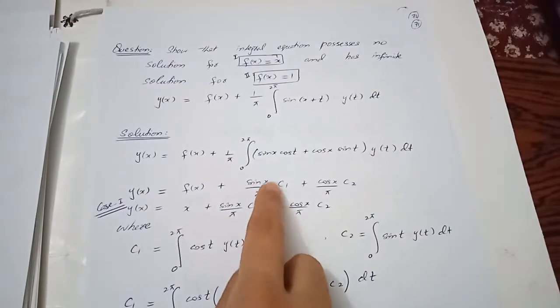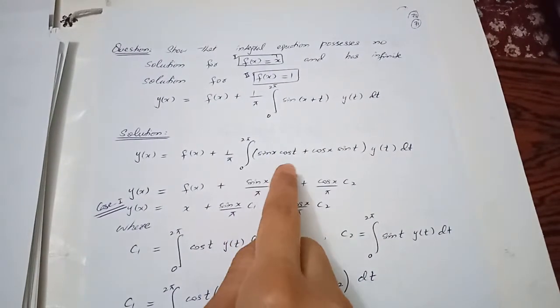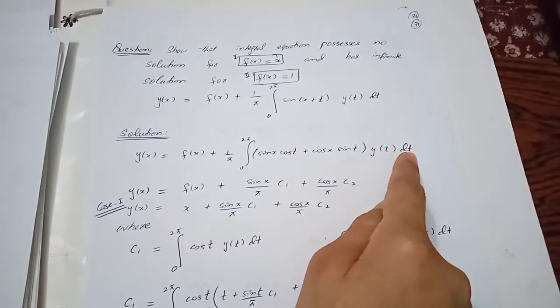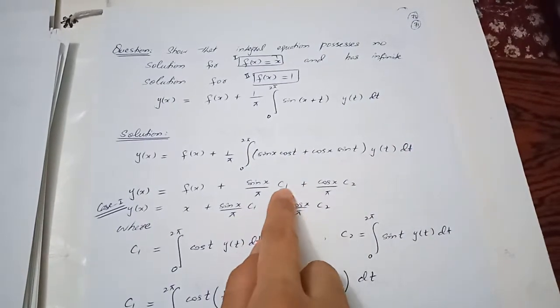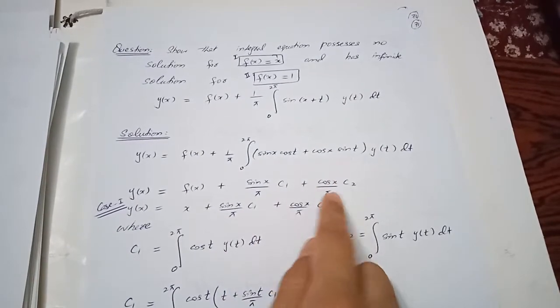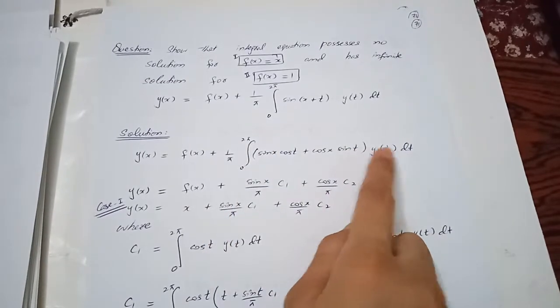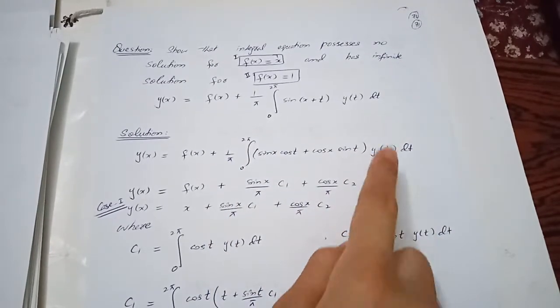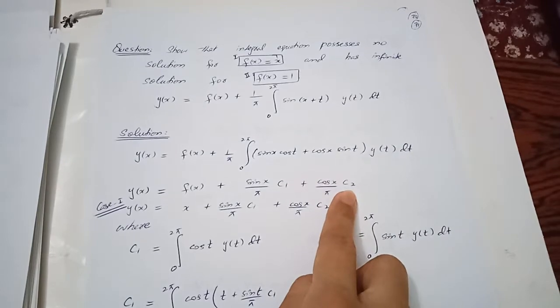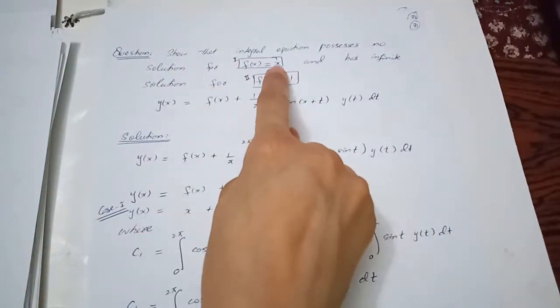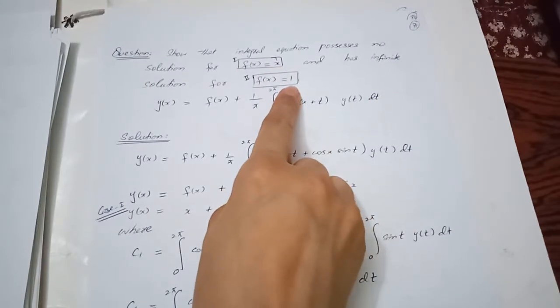So I got sine of x over pi, integration 0 to 2 pi cos of t y of t dt, and I took that integral equal to c1, plus cos of x over pi, and here comes the integration 0 to 2 pi sine of t y of t dt, and then I took it as c2. Now I'm going to do two cases, first for x and the second for 1.